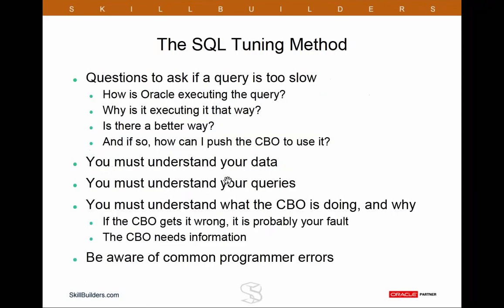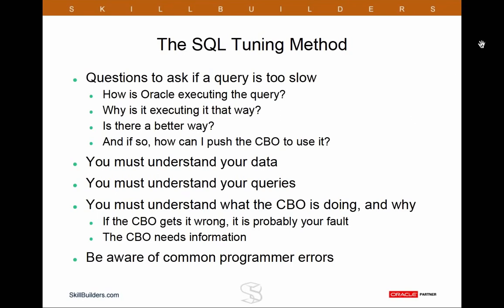You must understand what the optimizer is doing, what the CBO is doing, and why. If the CBO gets it wrong, it's probably your fault. Well, our fault, right? I mean, maybe the statistics aren't correct. Maybe Oracle doesn't know that 5% of your customers are in New York and 95% are in Connecticut. Boy, that's a drag, right?